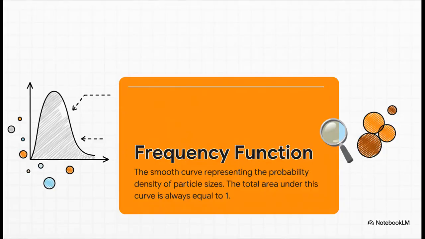Now imagine if we could use a crazy number of incredibly tiny bins, and then we just connected the dots. What we get is this beautiful, smooth curve. This is the frequency distribution. It's really our ultimate goal, a mathematical function that perfectly describes how our particles are spread out by size. And the total area under this curve, it's always 1, representing 100% of our particles.